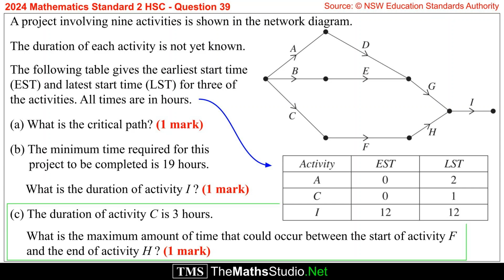Part C. The duration of activity C is 3 hours. What is the maximum amount of time that could occur between the start of activity F and the end of activity H?